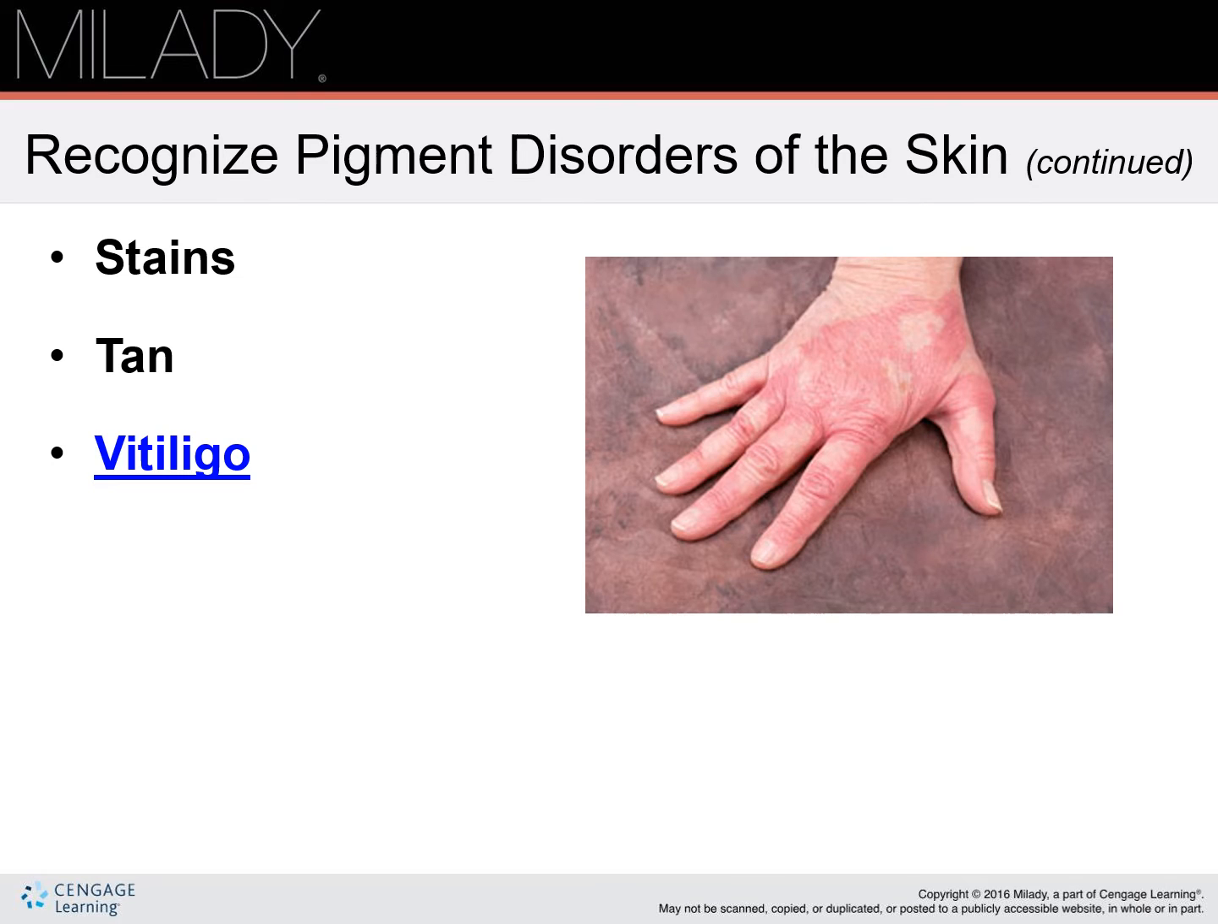Vitiligo, okay? It is a hereditary condition that causes hypopigmented spots and splotches on the skin that often appear milky white. Skin with vitiligo must be protected from overexposure to the sun.